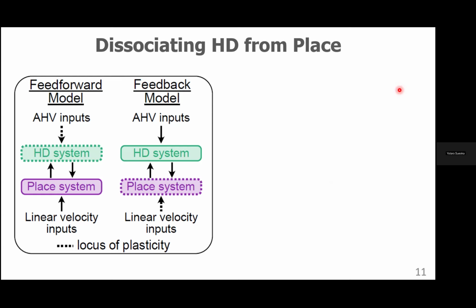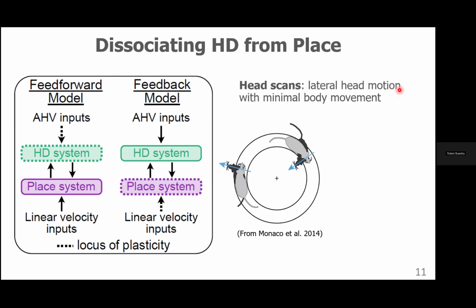So far, these two possibilities cannot be dissociated because we're looking at locomotor periods when the animal is running around a circular track, and the body position and head angle are tightly coupled. So to dissociate these two possibilities, we turn to head scanning behaviors. Head scanning is a behavior in which animals make lateral head motions with minimal body motions. As shown in this left schematic, when we track the animal's head position using an overhead camera, we in fact see these head scanning events happening inside the dome.